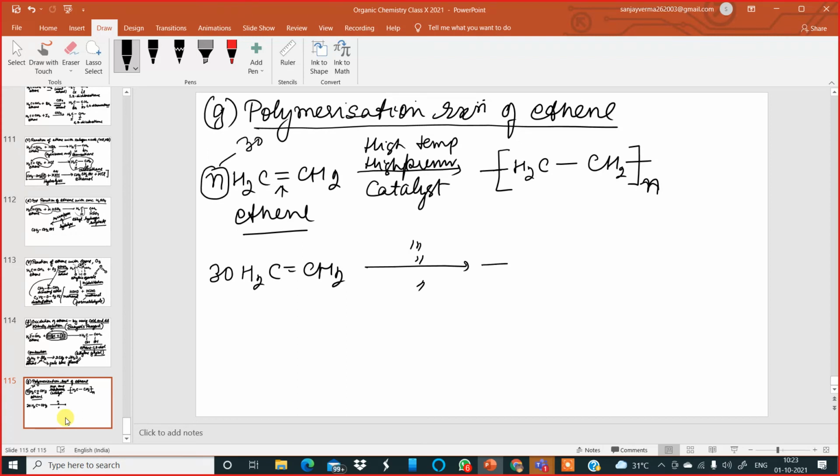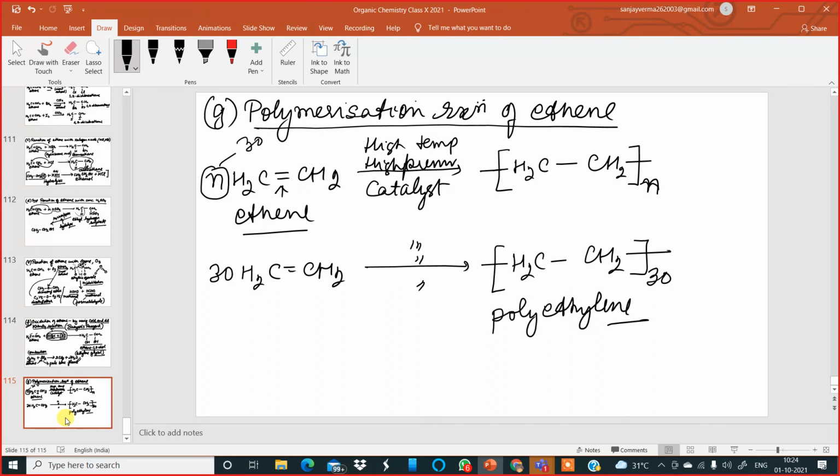So I can write the condensed formula in this manner: H2C-CH2 with a dash, and then instead of n, I must write 30. That means there are 30 units in this polymer. So this will be called polyethylene, plastic, polythene. That is how we prepare plastic. It's an important polymer.